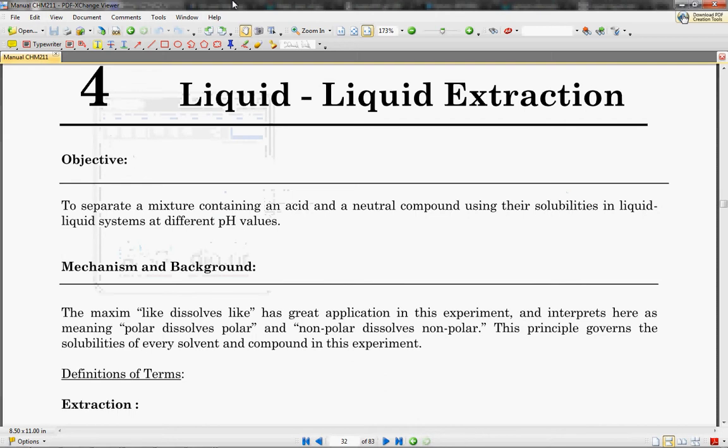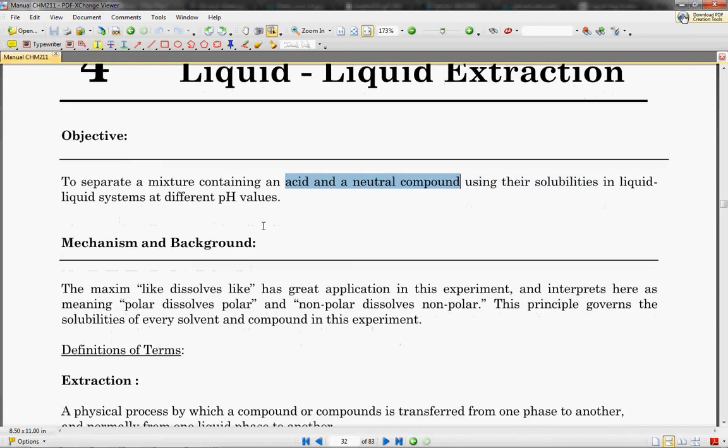Liquid-liquid extraction is basically a way to separate a compound from one liquid into the other using the properties of each liquid, usually the polarity of the liquids, to separate this compound. In this case, we are actually going to separate a mixture containing an acid and a neutral compound, using their solubilities in liquid-liquid systems at different pH values.